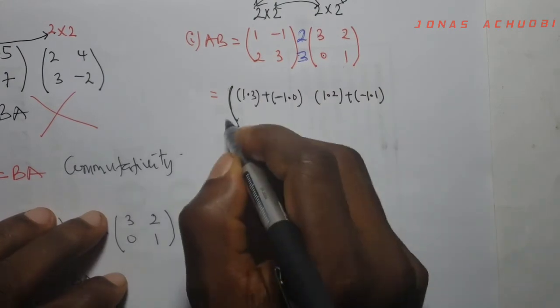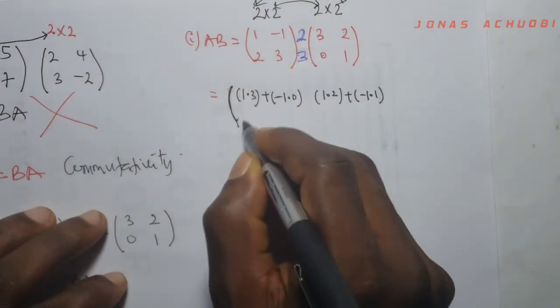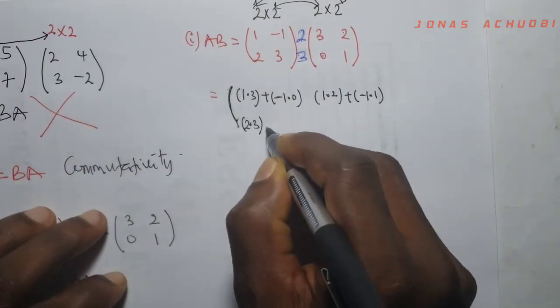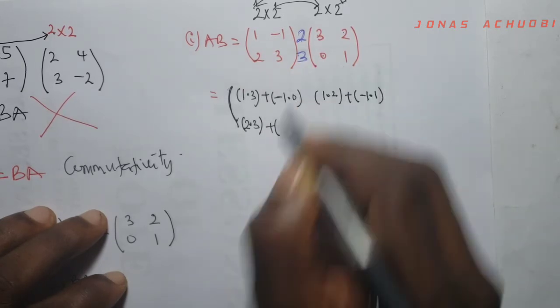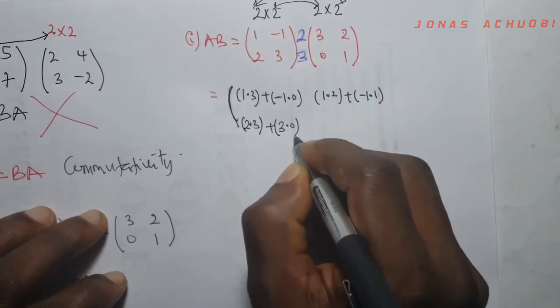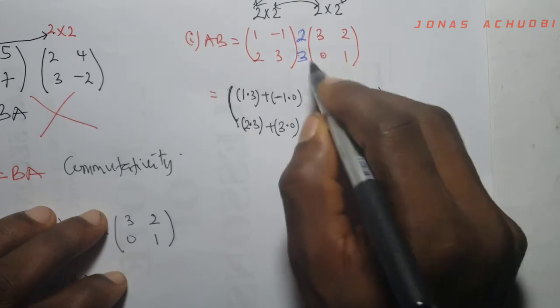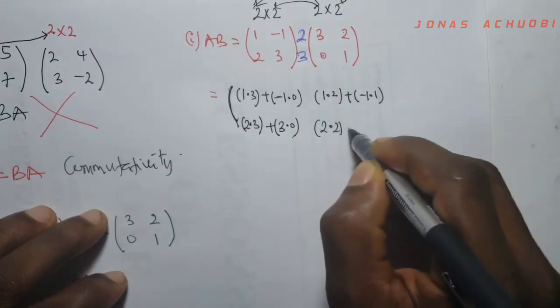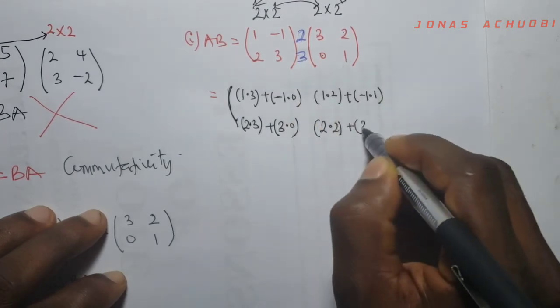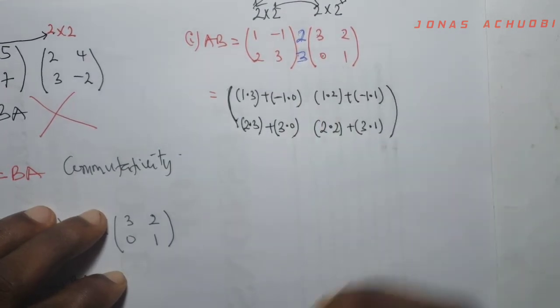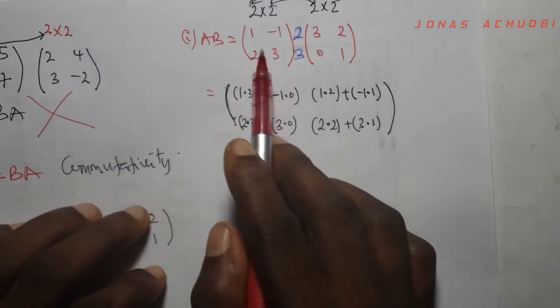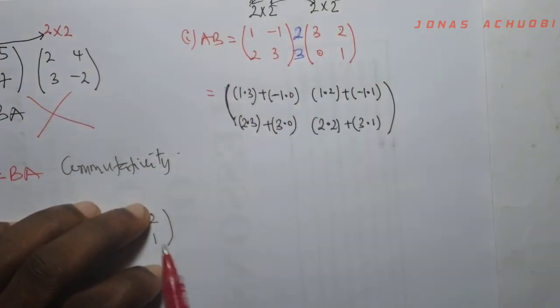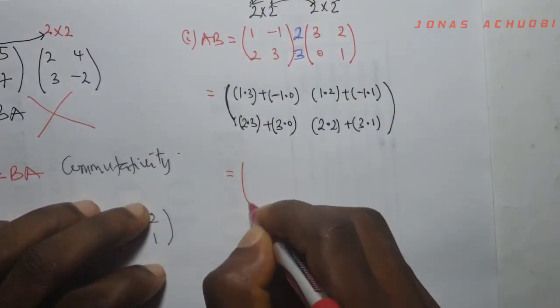Now 2 times 3, I move also to the second row. 2 times 3 plus 3 times 0 plus 3 times 0. I'm done with that column. And I'll move to the second column. 2 times 2 plus 3 times 1. So I'm done. Since I've exhausted all the rows of matrix A, I am done. And I'll take down my answer.